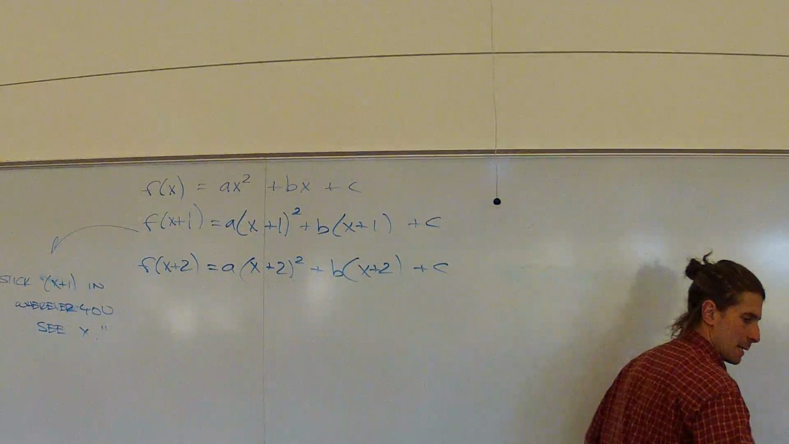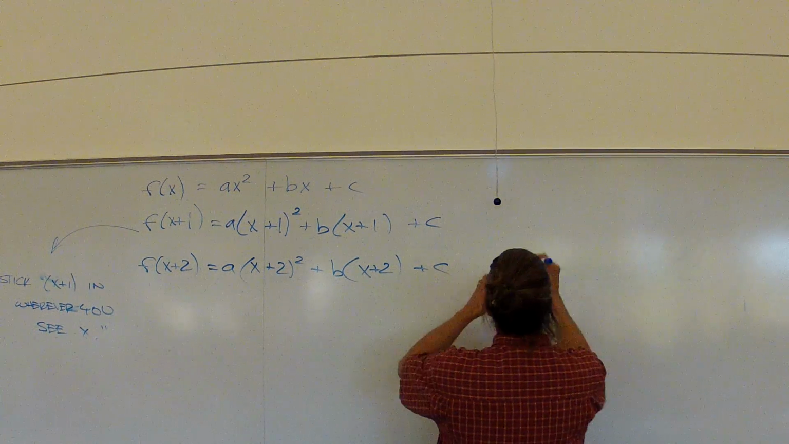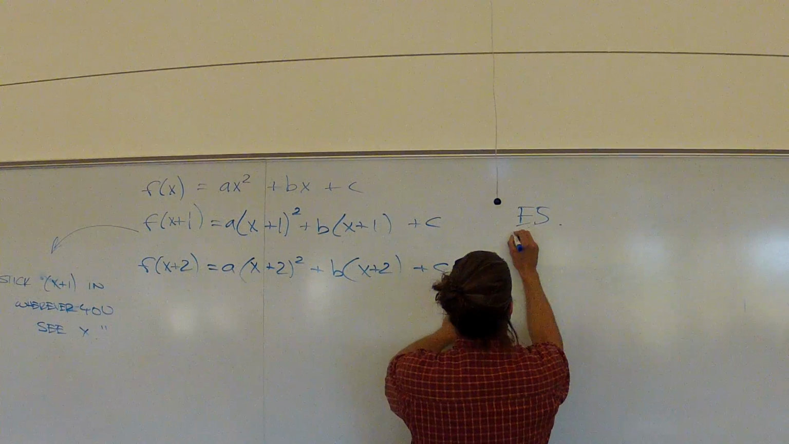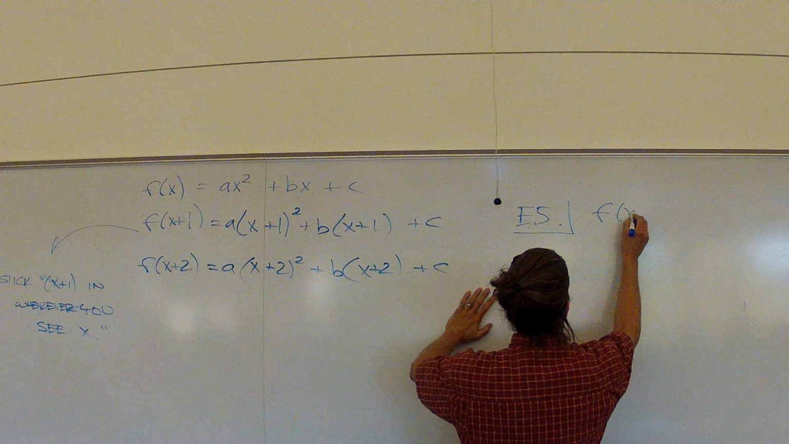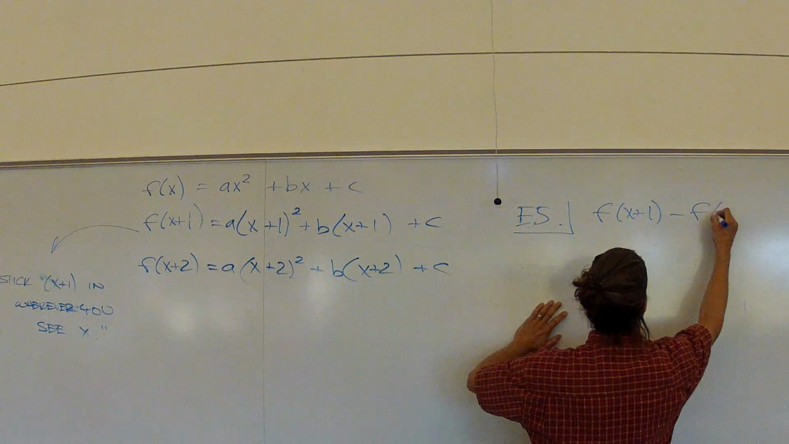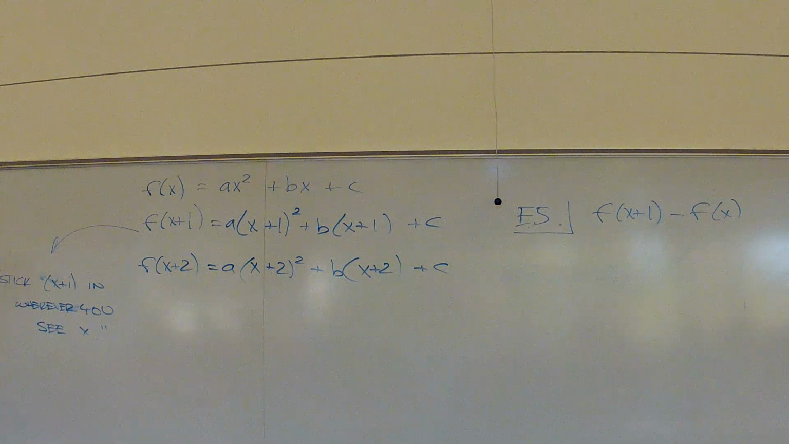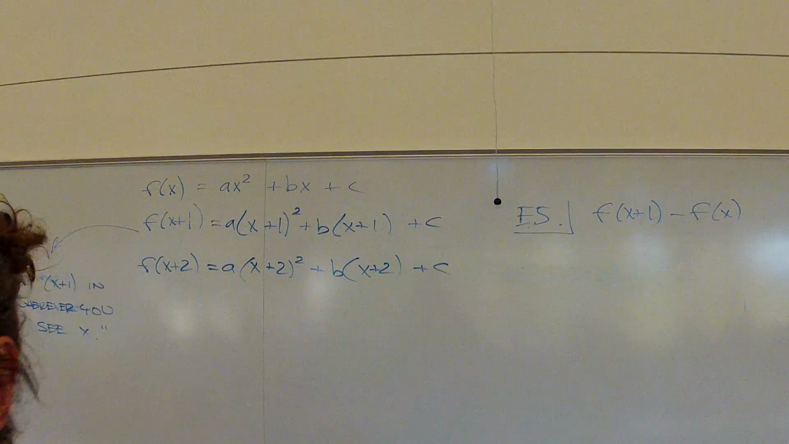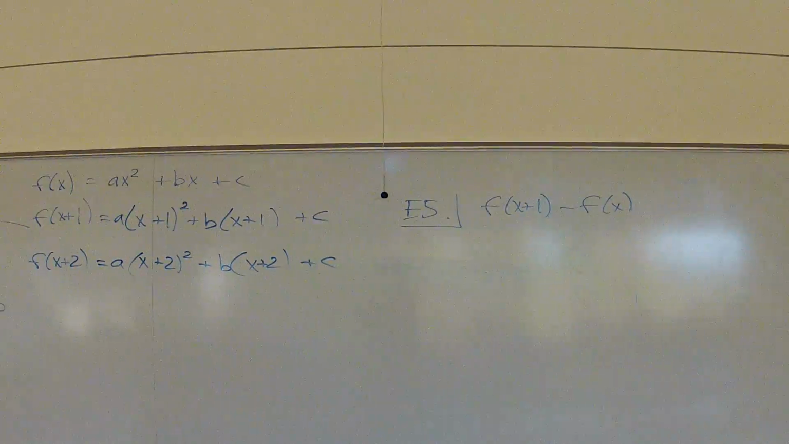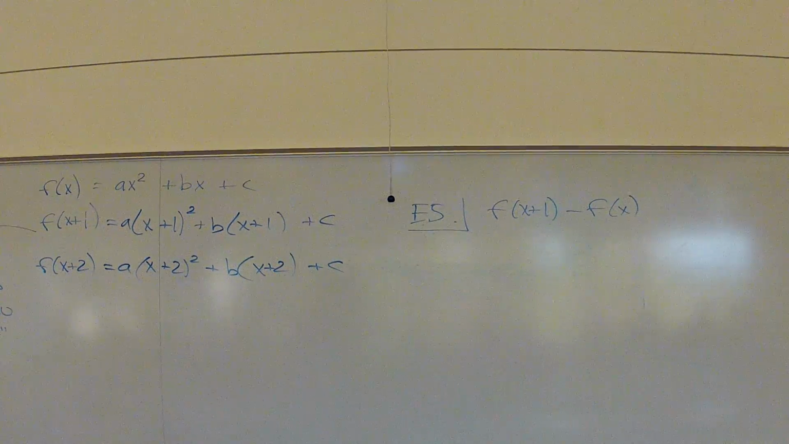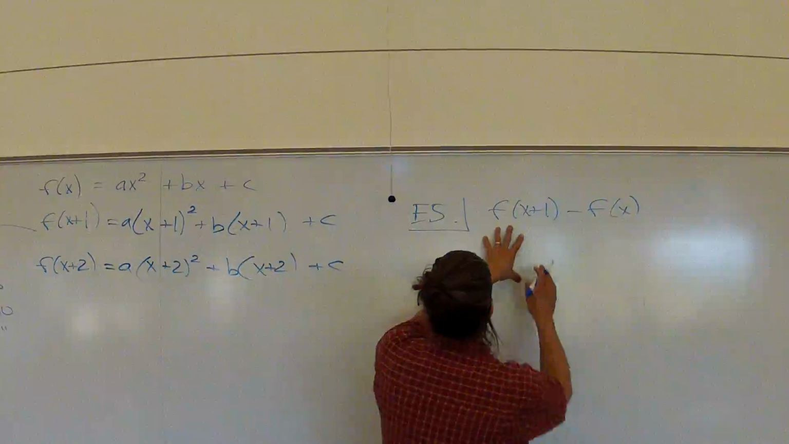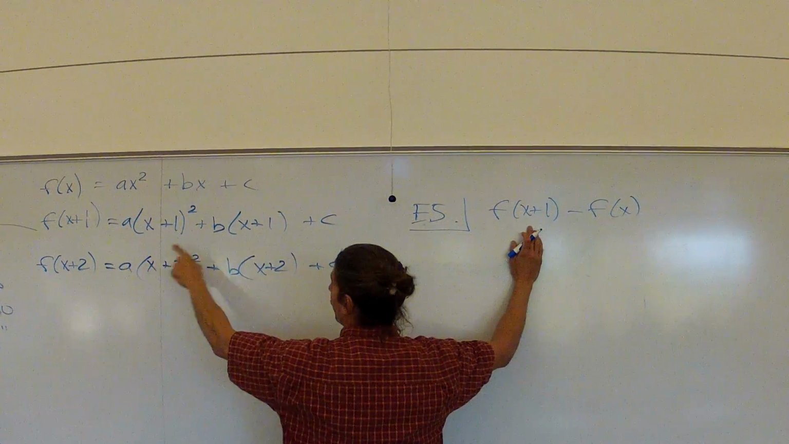E5 says we have to do f of x plus 1 minus f of x. That's what we've got to do right now. So we've got to take what f of x plus 1 is equal to, and from it remove f of x. Good. So f of x plus 1 is this stuff here.